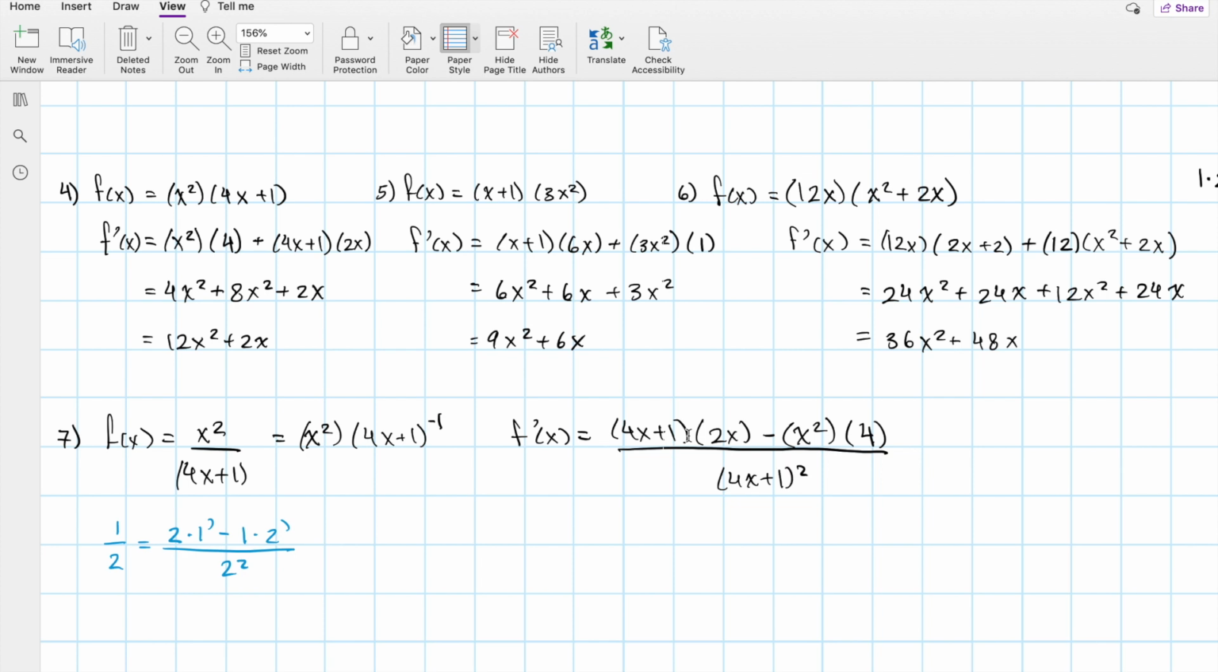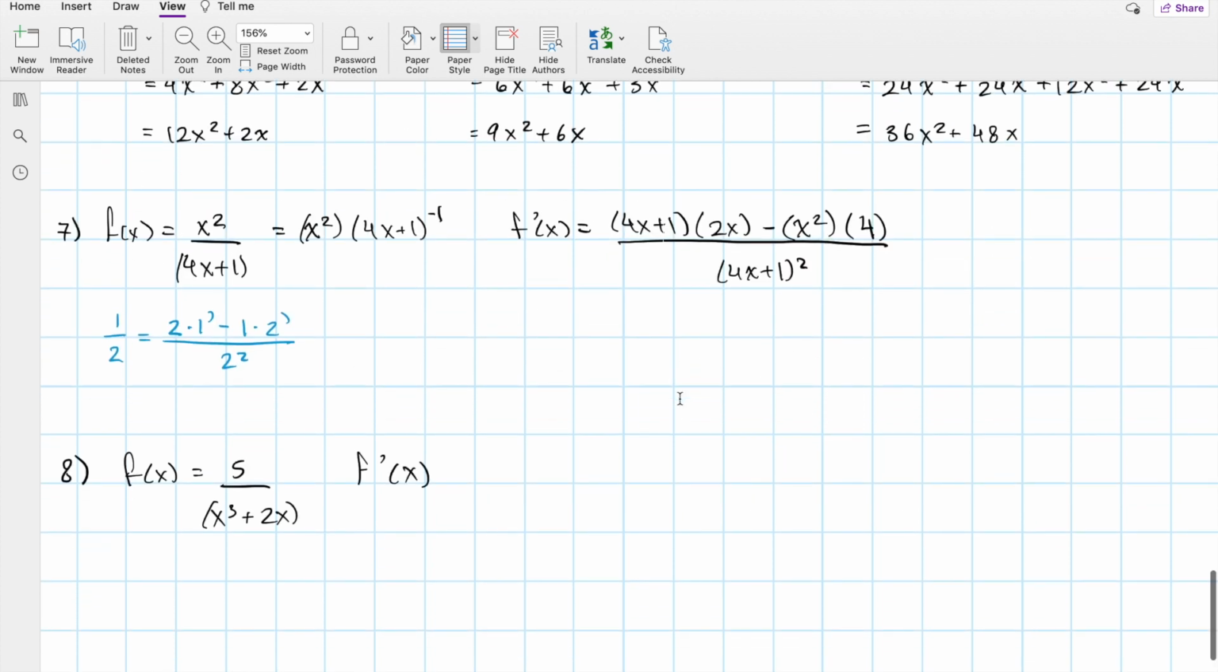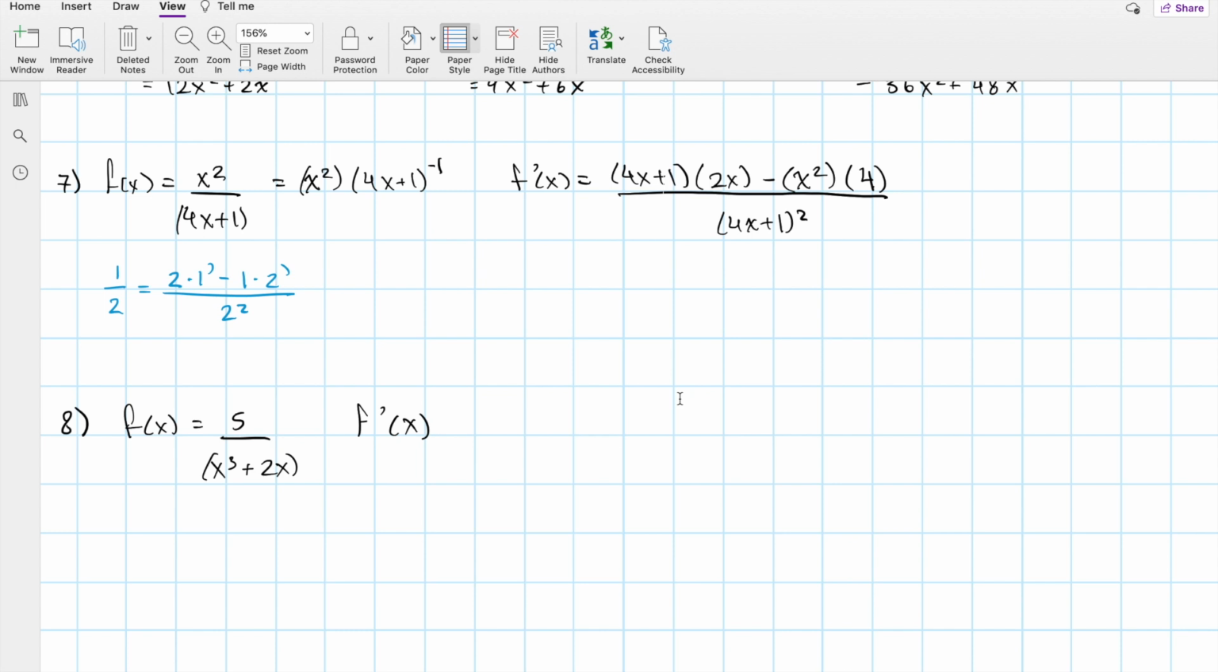Okay? Another example we could do is if we have f of x equal to 5 over x cubed plus 2x. The derivative of that is going to be the bottom, x cubed plus 2x, times the derivative of the top, which is a constant, therefore it's 0, minus 5, the top, multiplied by the derivative of the bottom, which is 3x squared plus 2. And all of this is all over x cubed plus 2x to the power of 2.